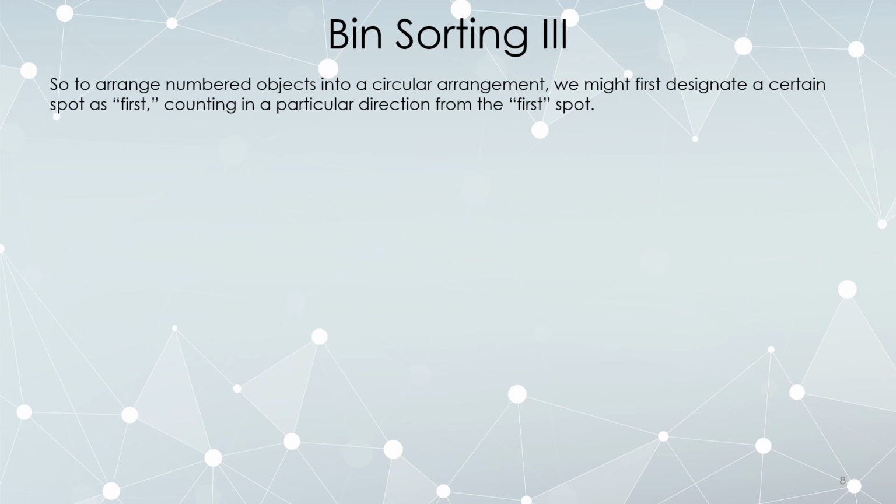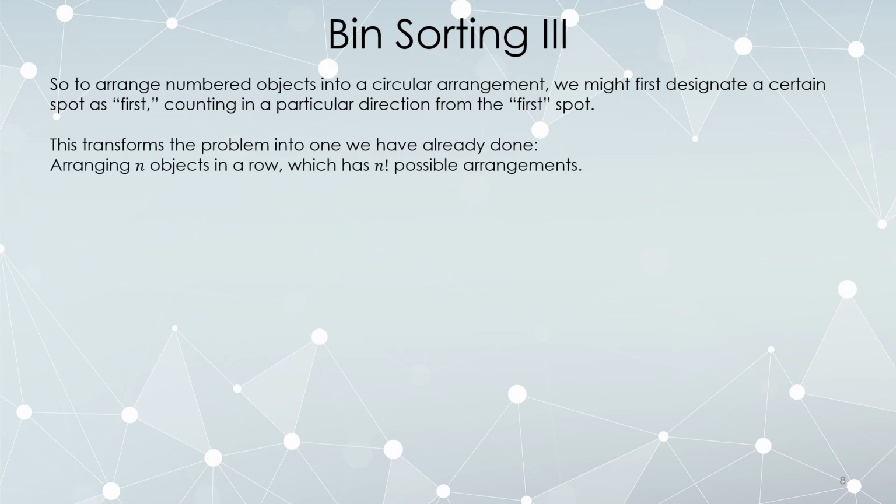Okay, so what we want to do is designate a certain spot as first, and then count in a particular direction from the first spot. So this actually transforms the problem into something we've already done. How can I arrange n objects in a row where I have a first through last? Well, there are n factorial possible ways of doing that.